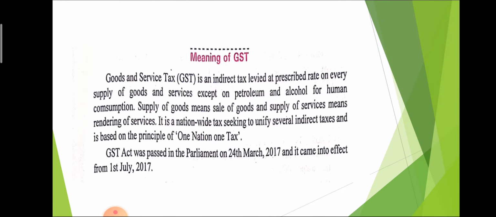So students, first of all we will have to understand the meaning of GST. What is the full form of GST? The full form of GST is Goods and Service Tax. It is the combination of all indirect taxes. All indirect taxes combined together make one tax that is called GST. GST is charged on every goods and services except petroleum and alcohol.